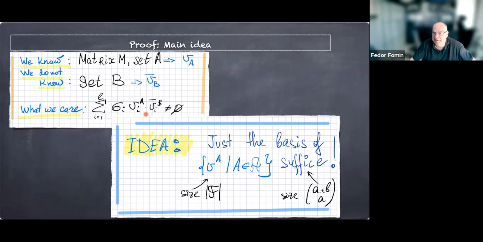So the idea is, I don't want to keep all vectors V_A for all sets. The only thing I want to keep is the basis, right? Because all vectors are in the space R^L, and L is (a+b choose a), it means that the size of the basis will be at most (a+b choose a), and if this works, I will have a representative set.